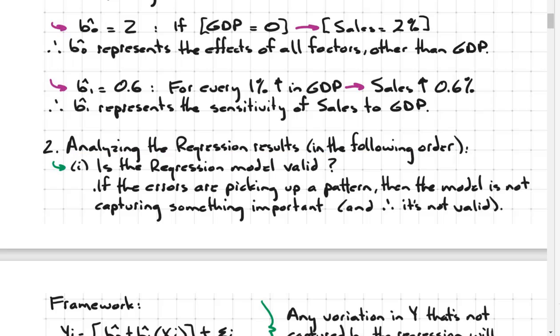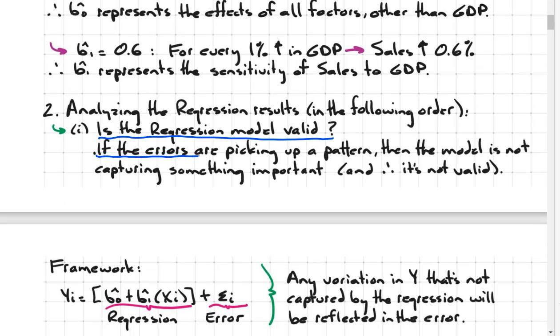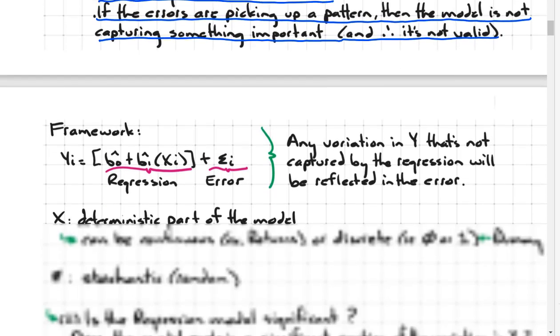The first question we have to ask is, is the regression model valid? And here's what we mean. If the errors are picking up a pattern, then that would imply that the model is not capturing something important, and therefore it's not valid. Let me elaborate on this.